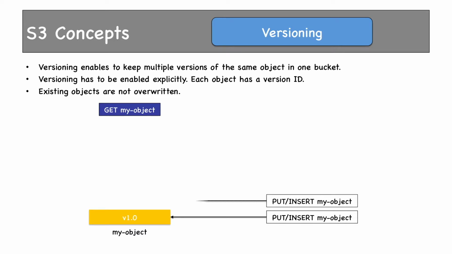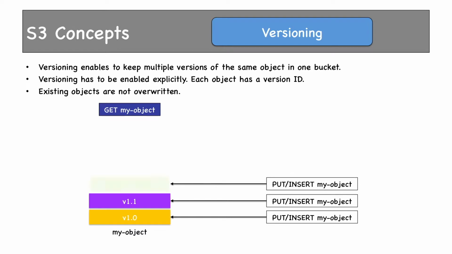You perform the same operation again on the same object, but this time as you have versioning enabled, instead of overwriting the object, a new version would be created. If you do get object again, it will fetch the latest version. Same will happen again.